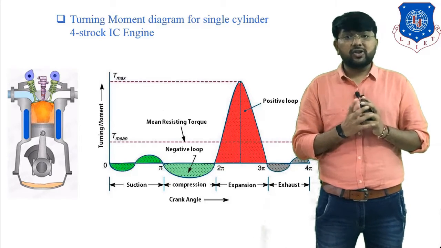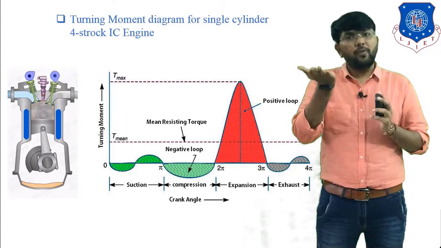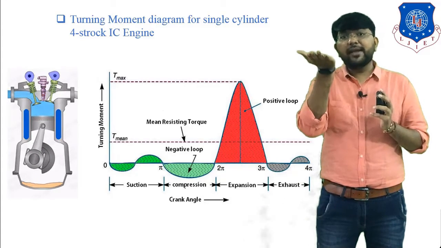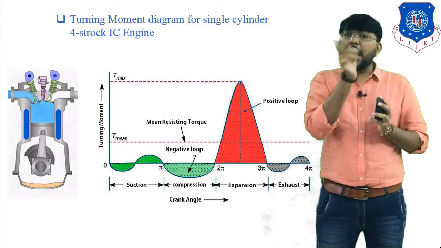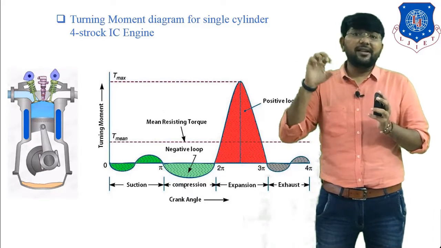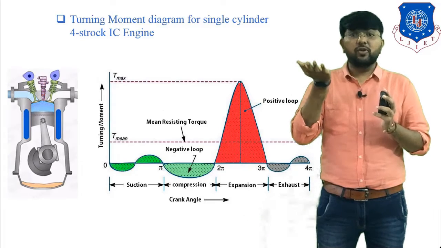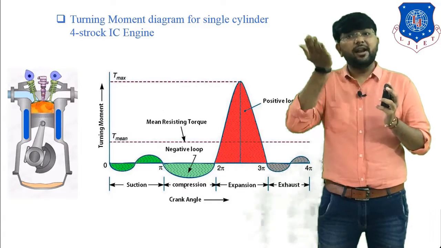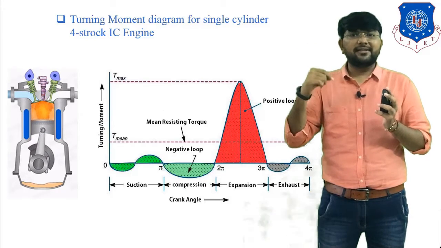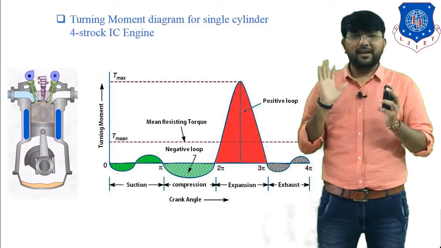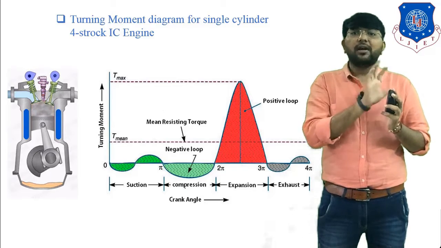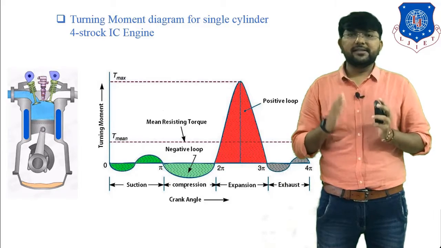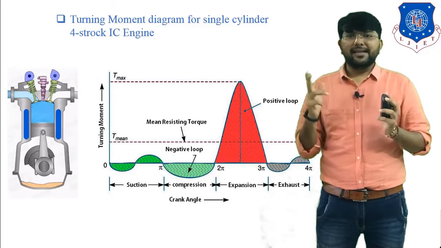In the exhaust stroke, the piston moves from the bottom end side to the top end side and compresses the exhaust gases. At the end of the exhaust stroke, the outlet valve suddenly opens, so the pressure inside the cylinder is suddenly reduced. Because of that, the piston gets some jerk in the upward direction, so the crank gets some torque and the flywheel gains some energy. That's why there is a minor positive loop at the exhaust stroke. So this is the turning moment diagram for a single cylinder 4-stroke IC engine.